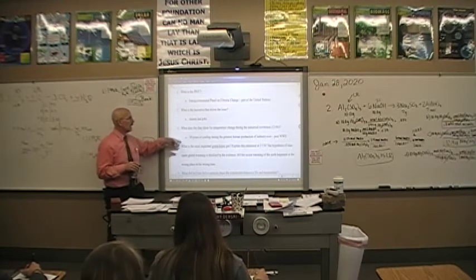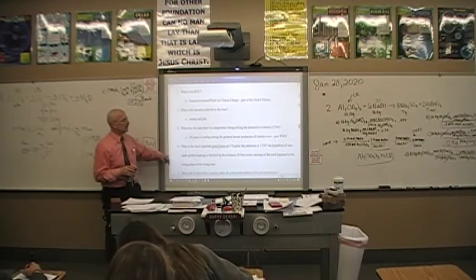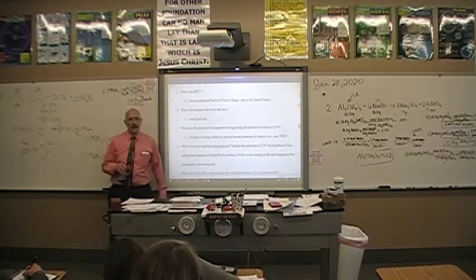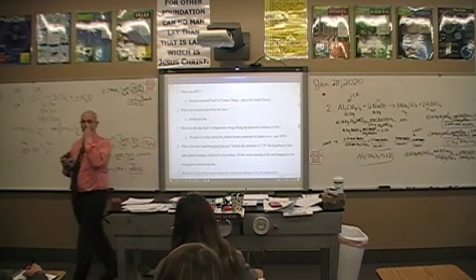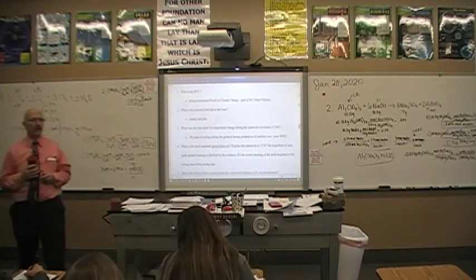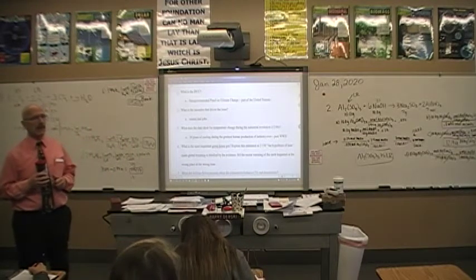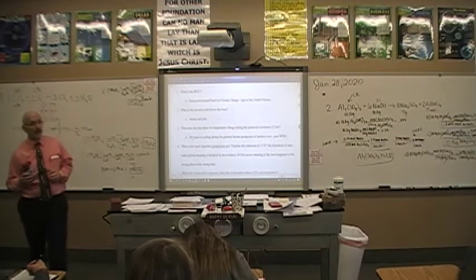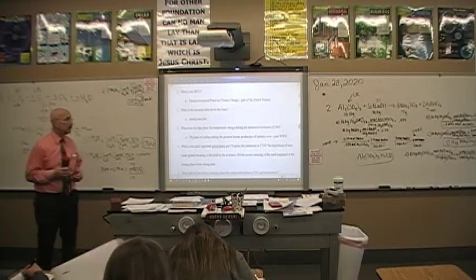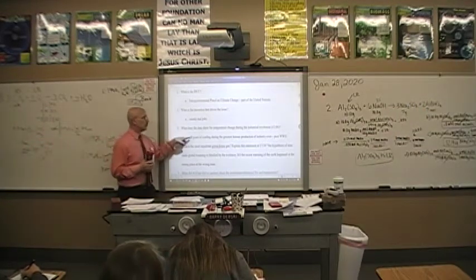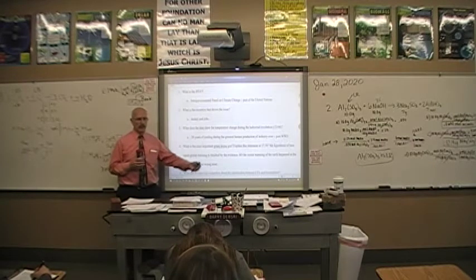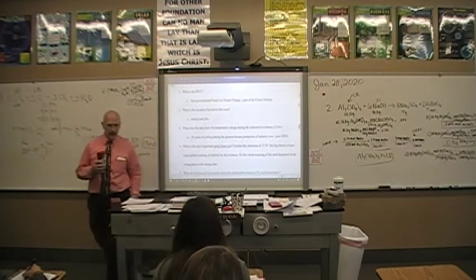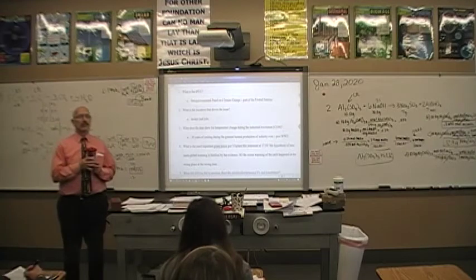Number 3, what does the data show for the temperature change during the Industrial Revolution? This is very fascinating. And again, I mentioned yesterday that in the 1970s, we thought we were going into a global cooling phase where we were going to face another ice age. And that's because the temperatures dropped from World War II all the way up through the late 80s. So temperature was dropping.